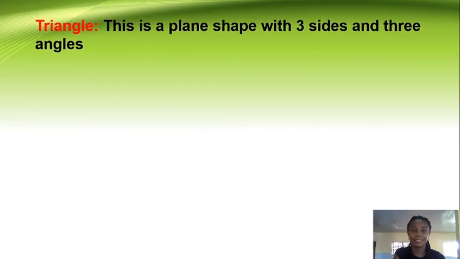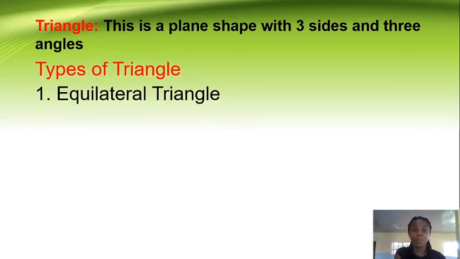Triangle. What is a triangle? A triangle is a plane shape with three sides and three angles. We have types of triangles. Types of triangles. 1. Equilateral triangle.